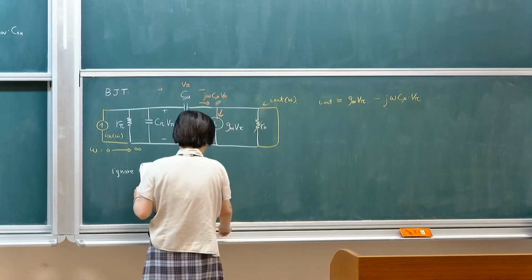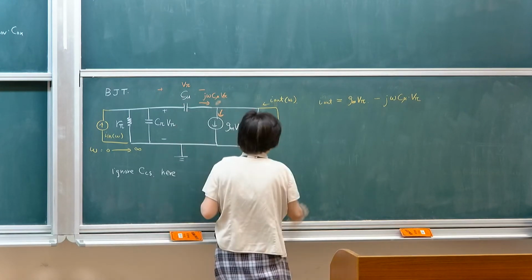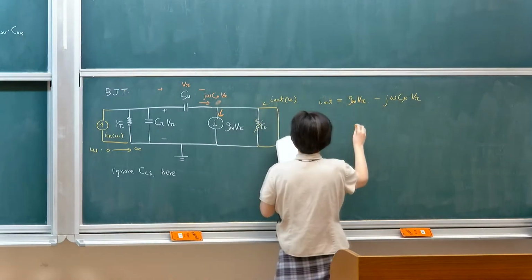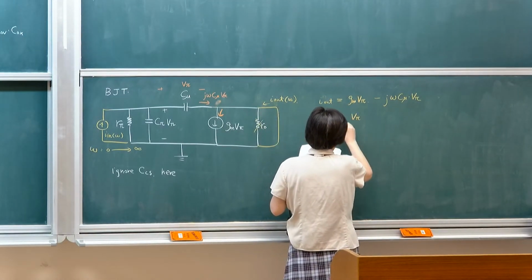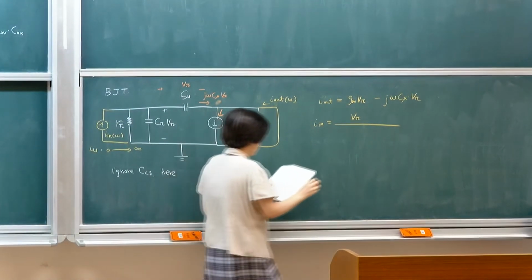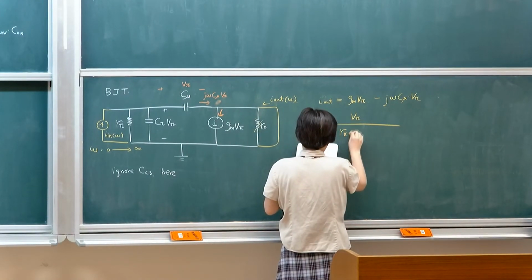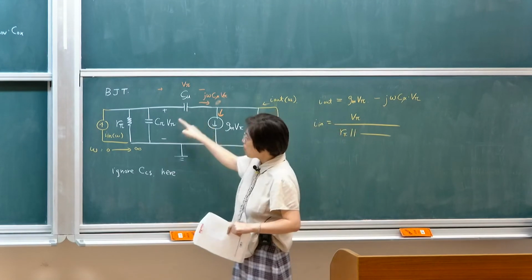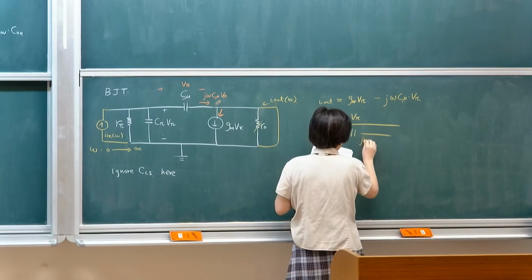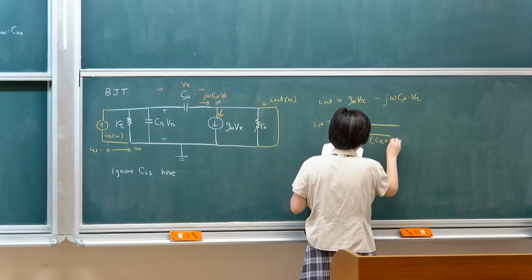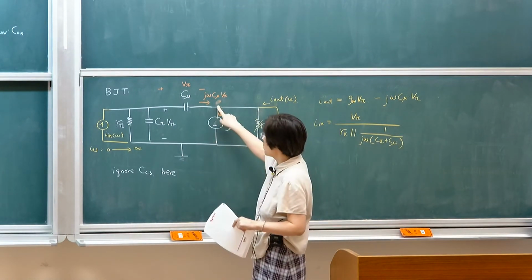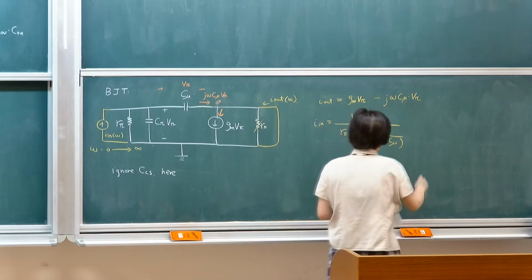And if you look at the input terminal, I in will be determined by v pi divided by its resistance. So the resistance, there's two components. There's R pi in parallel with two capacitances in parallel. So it's R pi in parallel with j omega (c pi plus c mu). The reason why they're in parallel is because I shorted the output. So this is ground, this is ground. Okay?